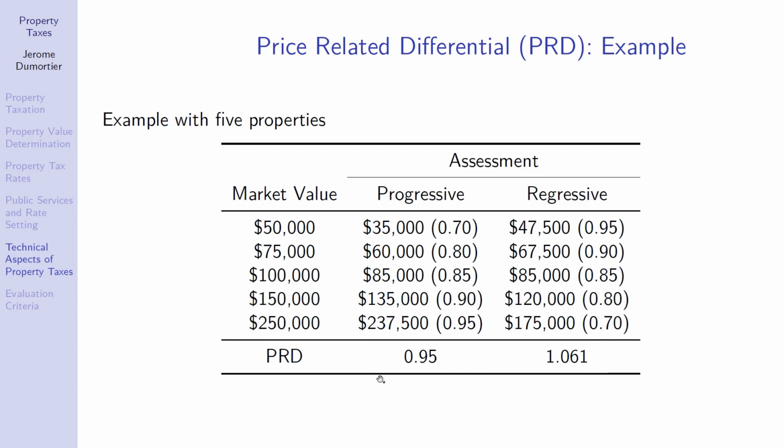And here you see that the tax is actually progressive. You can do the same calculations for the regressive example, where you can see here, for example, that the ratio goes from 0.95 to 0.7. And here we actually do have a regressive tax.